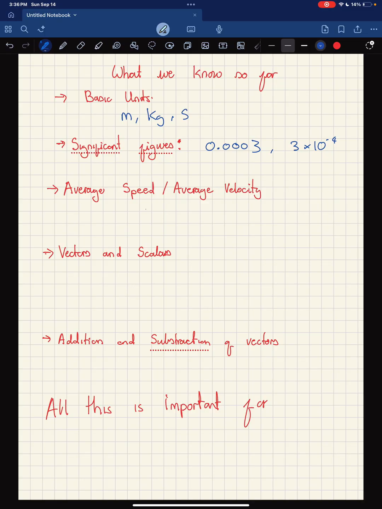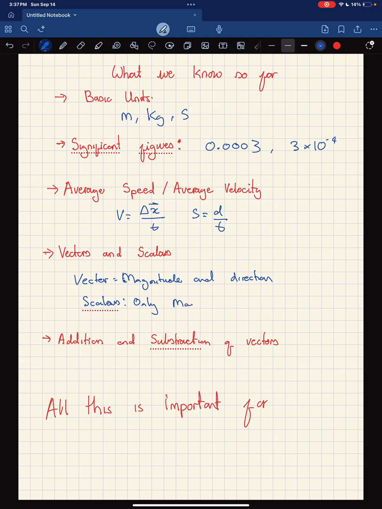So we learned the velocity is delta x, that's our displacement, over time, and speed is distance over time. Vectors and scalars. We know vectors have both magnitude and direction. I almost forgot that one there. And scalars have only magnitude. And magnitude is just another word for size. Think about size, how big, how small it is.